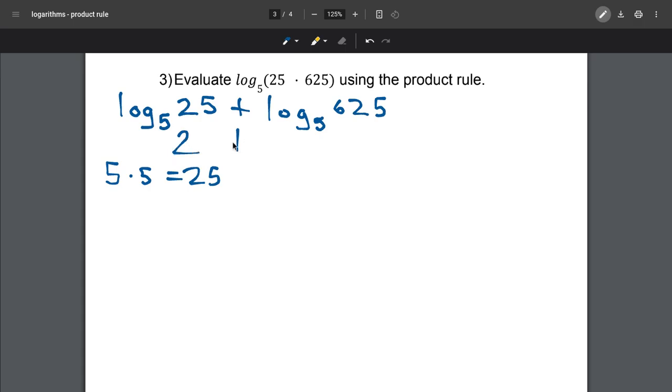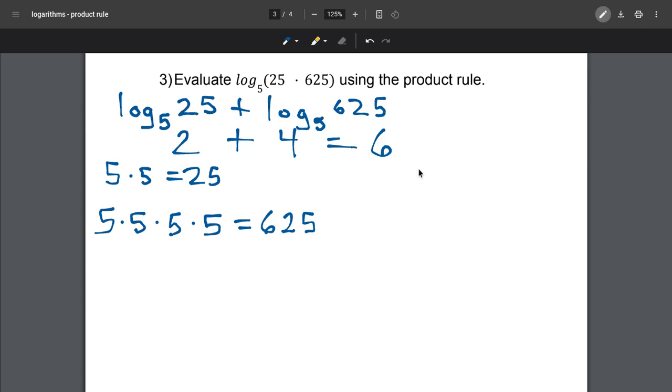This is 2 plus, how many 5s do we multiply together to get 625? Well, we do 5 times 5 times 5 times 5. That's going to give me 625. So we have 1, 2, 3, 4 5s. So 2 plus 4, our solution here is 6.